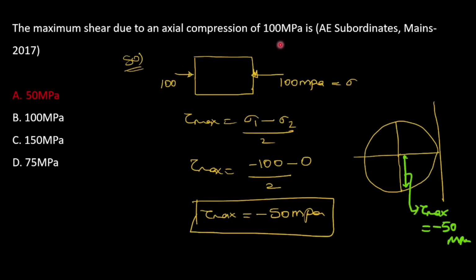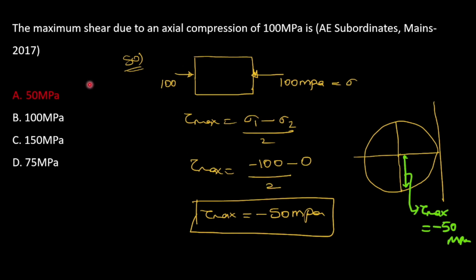So next question. The maximum shear due to an axial compressive stress of 100 megapascal is. So for an element, only axial compressive stress of 100 megapascal is acting and it is asking the maximum shear. We know the maximum shear formula: tau max is equal to sigma 1 minus sigma 2 by 2, and here only compressive is acting. So minus 100 by 2 is minus 50.